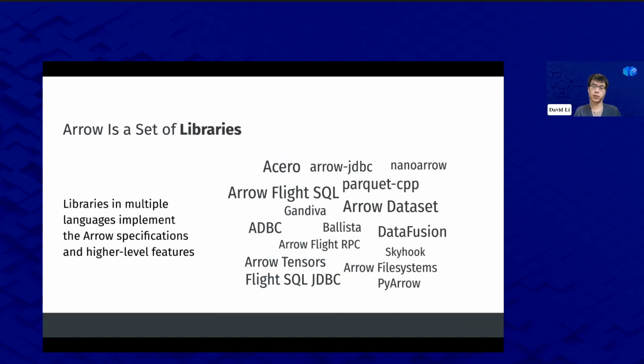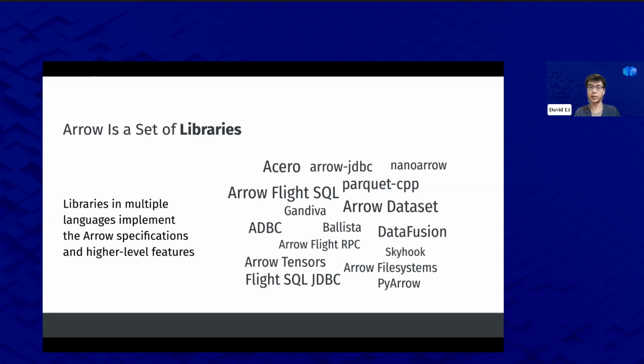But of course, more than just the specifications, Arrow also includes implementations of those specifications. Arrow is a set of libraries. But these libraries don't just implement the core specifications, they also implement higher level building blocks for applications to use. For example, the Java libraries have an adapter for JDBC, so you can pull Arrow data out of a JDBC connection. The C++ libraries include implementations of different file formats like Apache Parquet, CSV, newline delimited JSON, and so on.